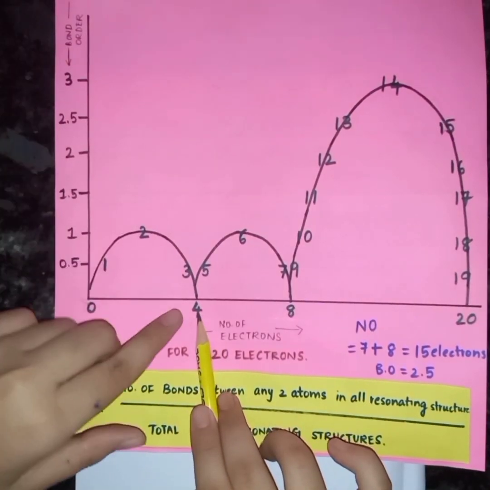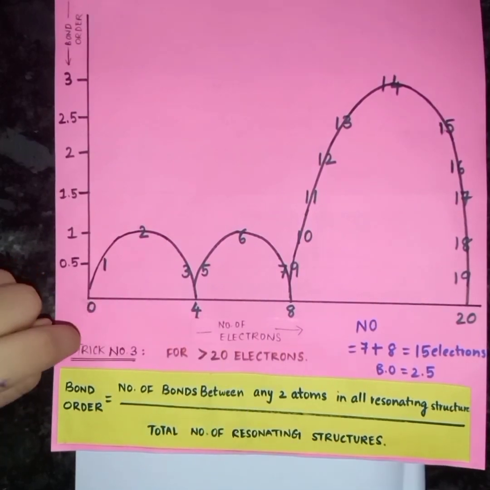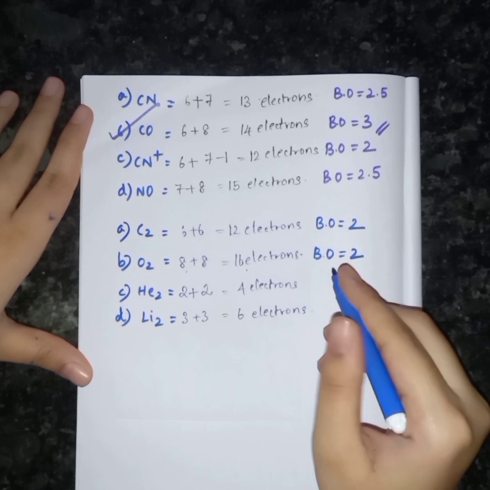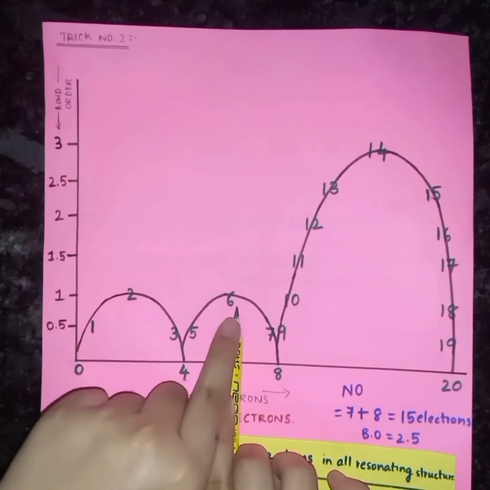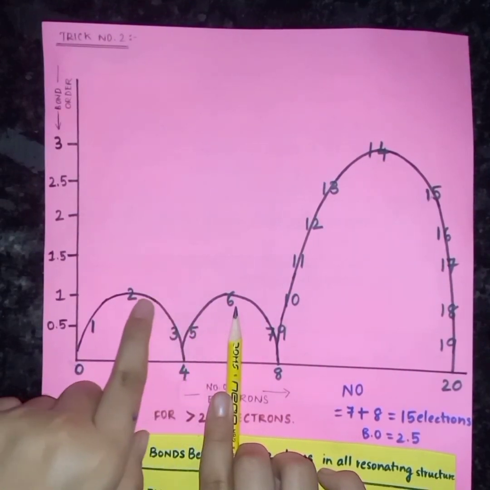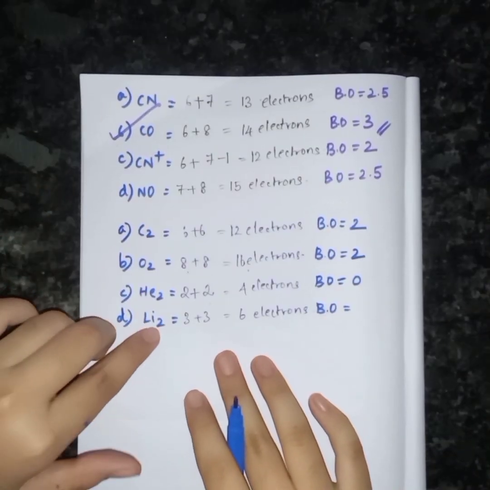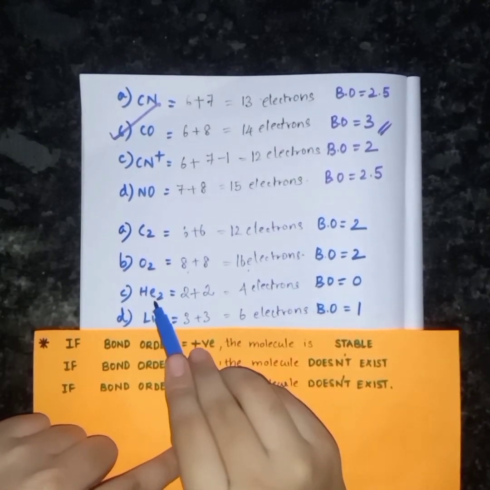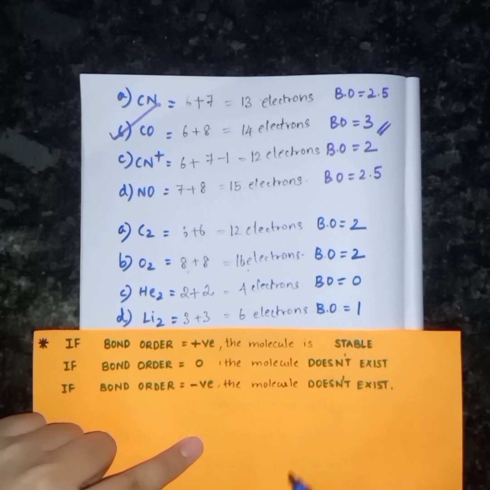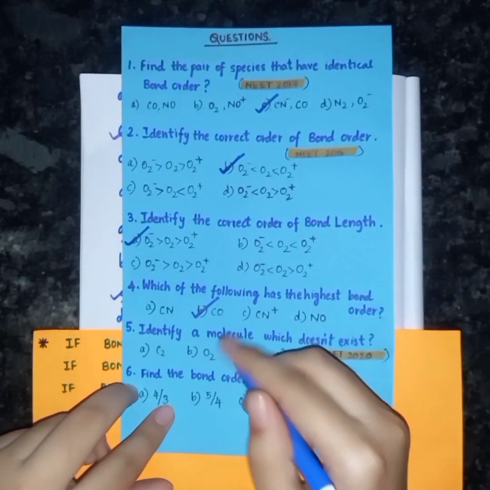For 4 electrons, what is the bond order? The bond order is 0. Therefore, the bond order of He2 molecule is 0. For 6 electrons, what is the bond order? The bond order is 1. Therefore, the bond order of Li2 molecule is 1. Here the bond order of He2 molecule is 0. Therefore, this molecule doesn't exist. Therefore, the answer is third option. Third option is the answer.